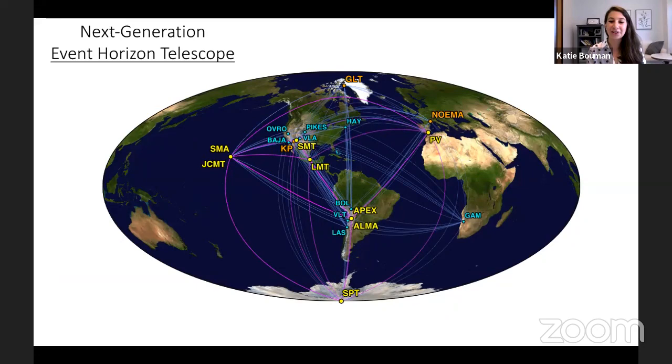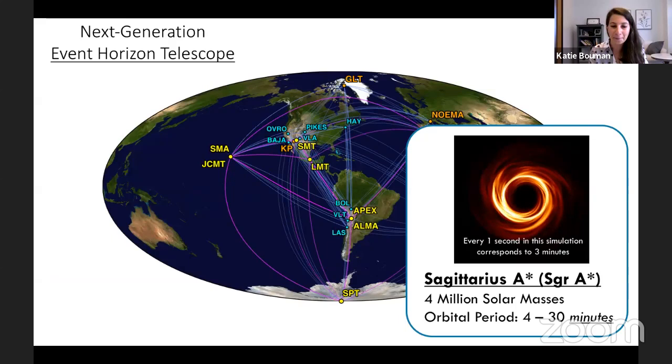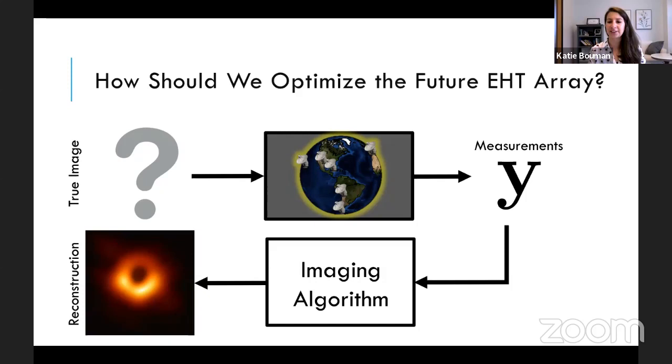So maybe we could actually make that video of the gas falling into the black hole in the center of our galaxy. And being able to do this would be a huge scientific goldmine. But before we just plop down a bunch of telescopes, we have to be really careful. Building a new telescope is expensive. It's millions, tens of millions of dollars. And so we should try to optimize to find the locations that will give us the biggest bang for our buck. And so how should we go about solving for the locations of telescopes in the next generation array?